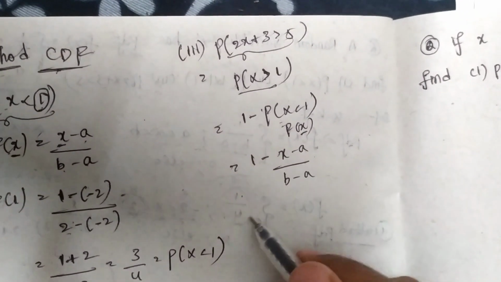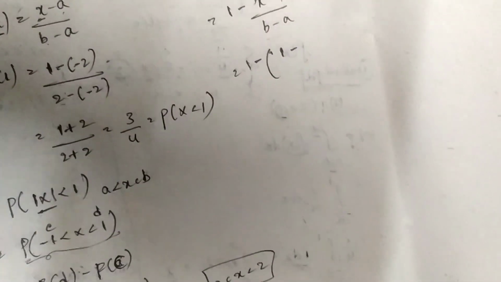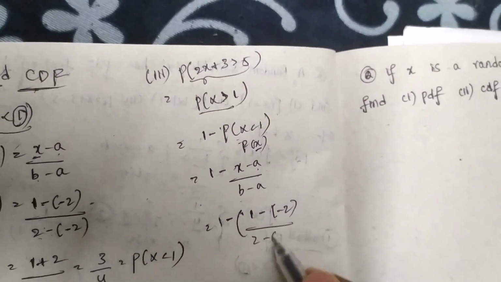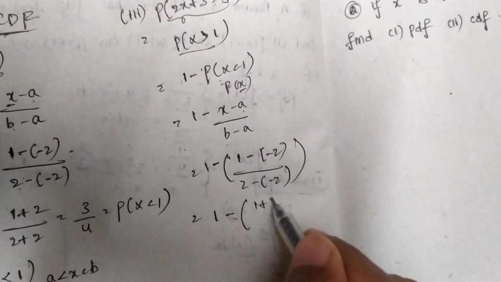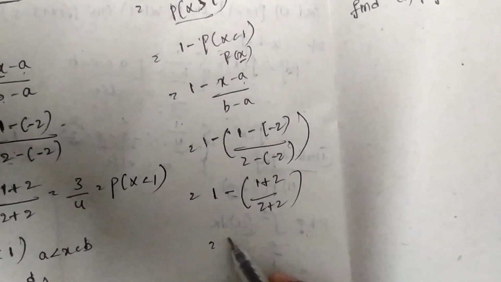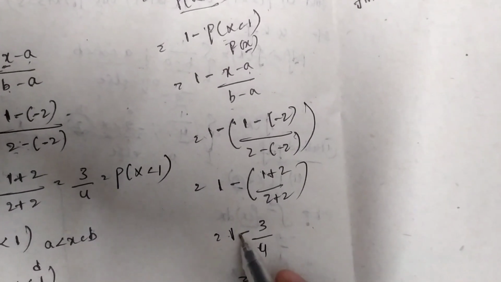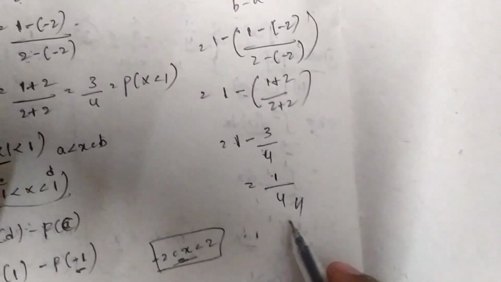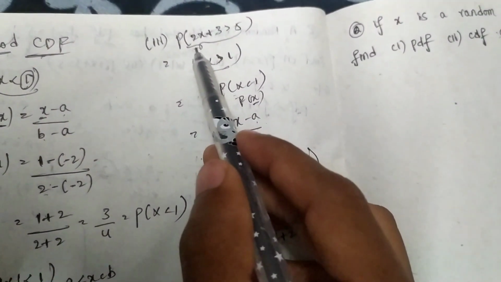In the place of x we substitute 1. The a, b values are taken from this condition, minus 2 less than x less than 2, that is 1 minus of 1 minus of minus 2 by 2 minus of minus 2. We get 1 minus of 1 plus 2 by 2 plus 2. We get 1 minus 3 by 4, that is 4 minus 3 by 4, that means 1 by 4. We get the value 1 by 4 for this third problem.